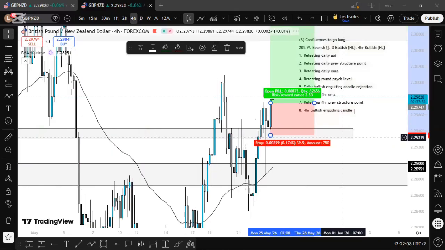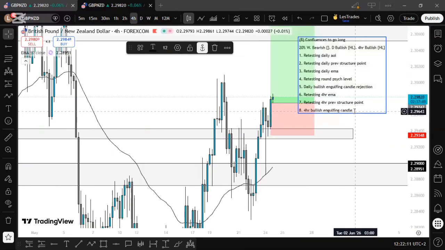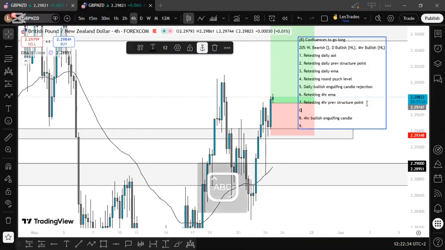Now we're just gonna say shift of structure on lower time frames, right? Number 9. Imagine having 9 confluences to take a trade, and this is not a confluence. This is a confirmation, right? These last 2 are confirmations, bro. Let me just outline that for you, right? So you can be able to see confirmations.